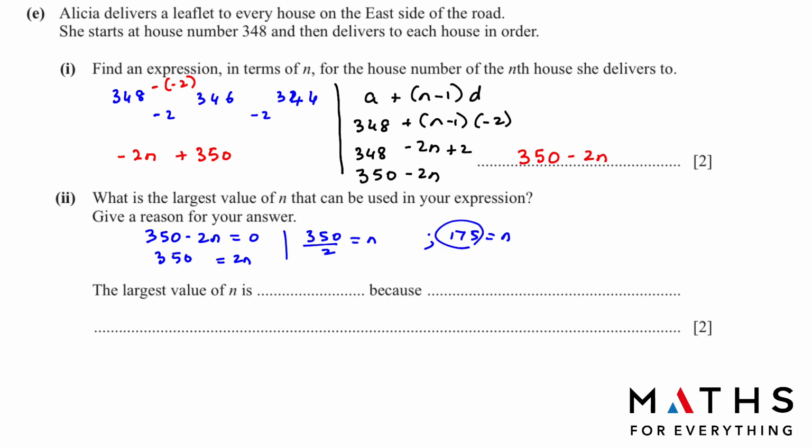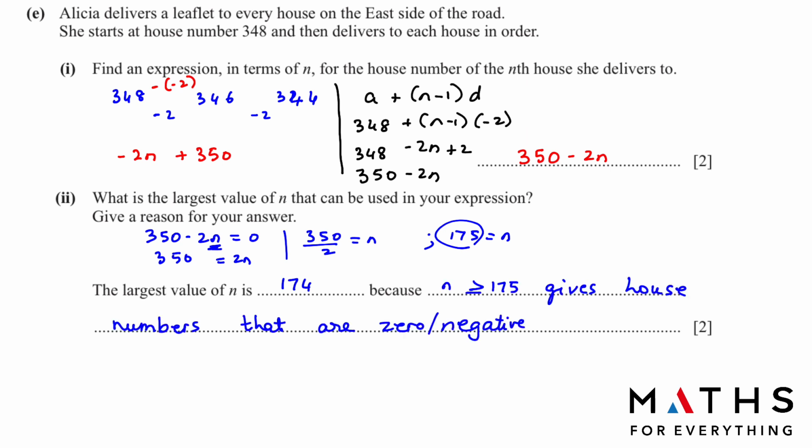We cannot have that. So the largest value of n is 174, because if you replace the n with 175, you're going to get 0, or numbers that are negative. So you can write: n less than 175, because n more than or equal to 175 gives house numbers that are 0 or negative, and that's not possible.